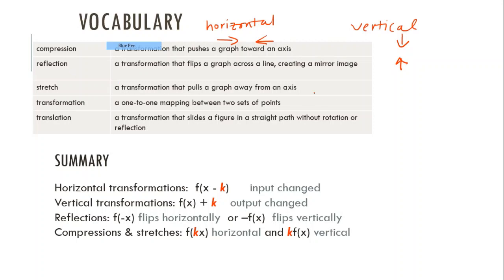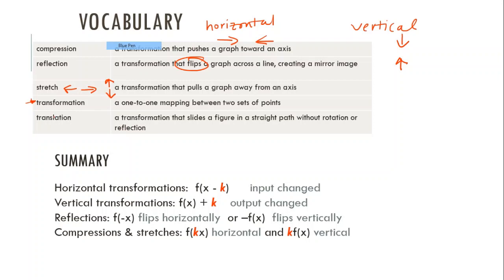And then a stretch is going to be pushing away from one another in either the horizontal or the vertical direction. A reflection is where we flip the graph across the line, which creates a mirror image. Transformation is a one-to-one mapping between two sets of points. When you get to geometry, there are going to be a lot of cool rules for transformations, and you'll learn about rotations and all that jazz. And then a translation is a transformation that slides a figure in a straight path without rotation or reflection.